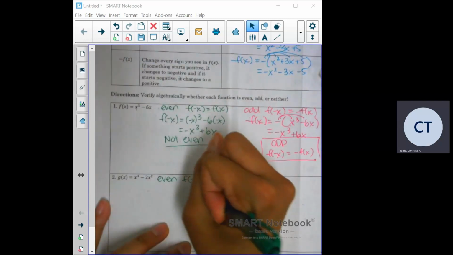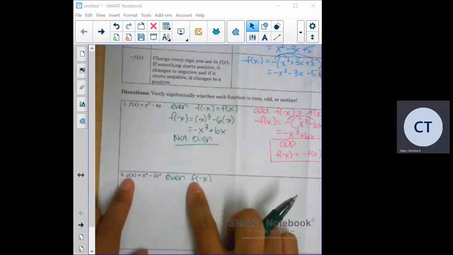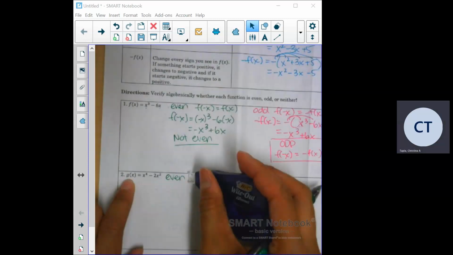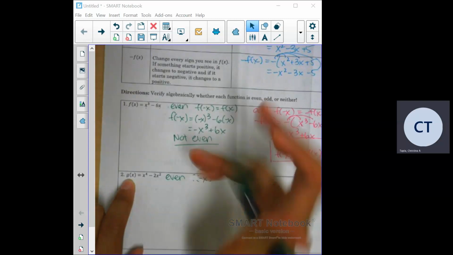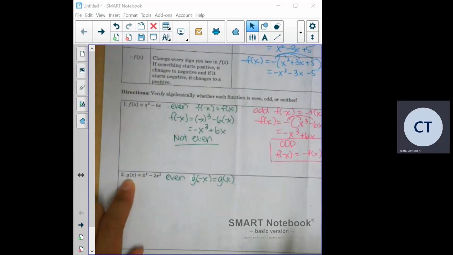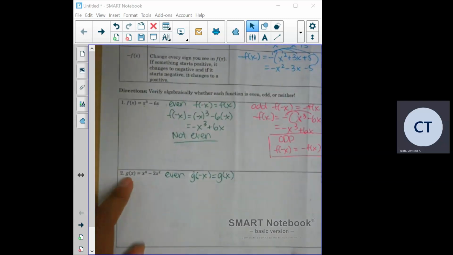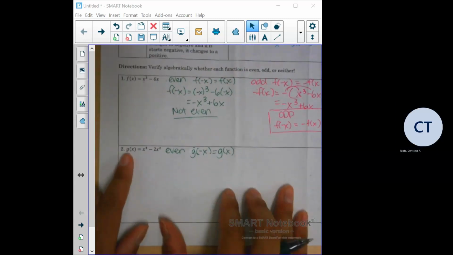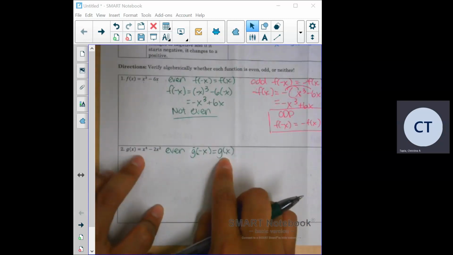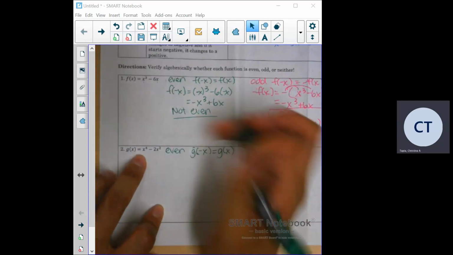Is g of negative x equal to g of x? Whoops, let me replace that. This is an f of x function. For number 2, this is a g of x. I'm just going to replace that f with the g. So g of negative x should equal g of x. I'm not changing any values. I'm just making it easier for you to see. Okay, so for this being even, g of x is here. All right, so I already have that one done. I need to do g of negative x.